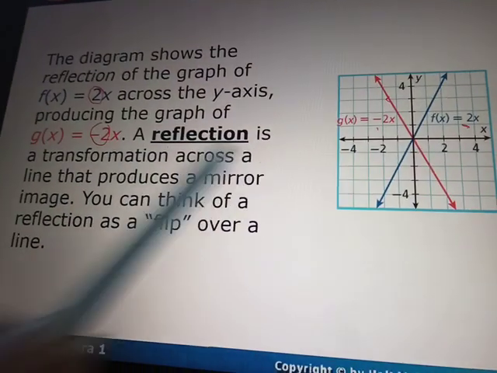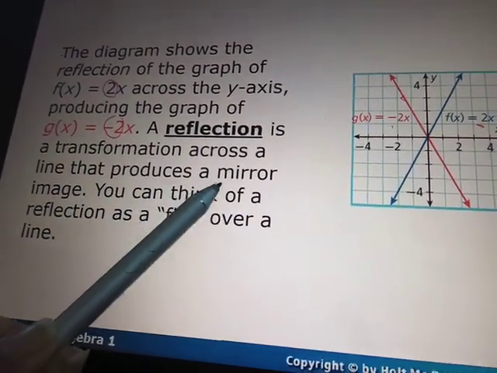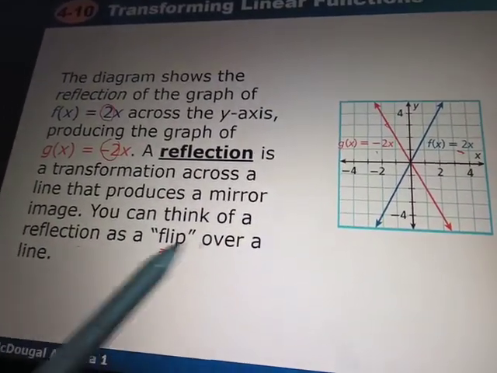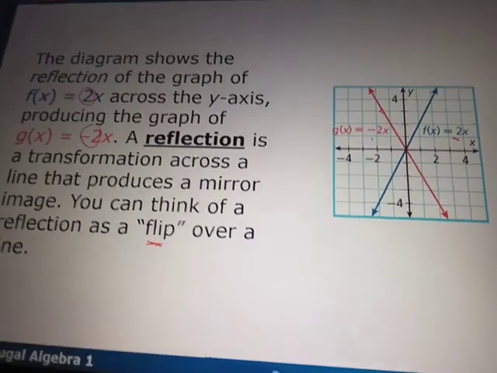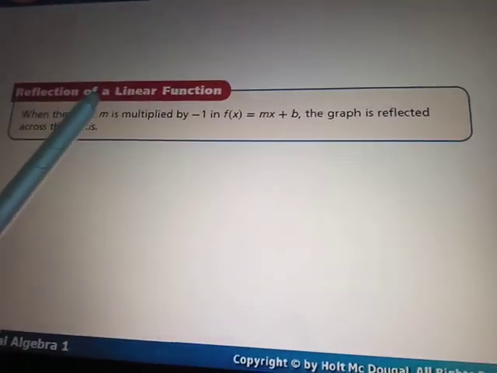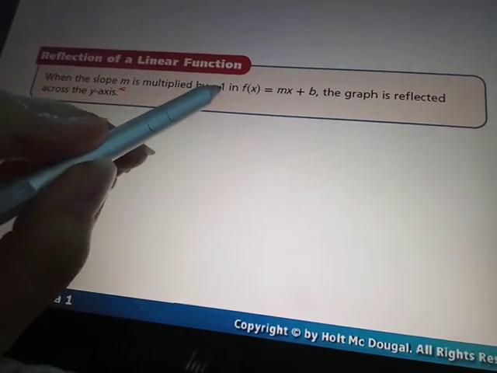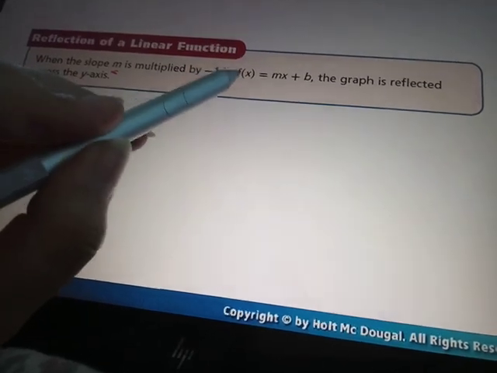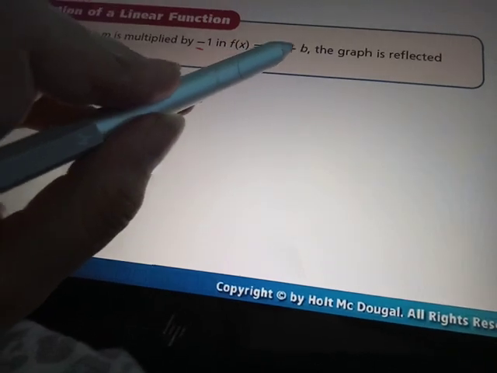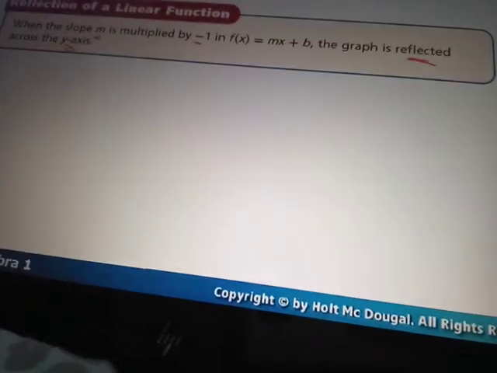A reflection is a transformation across a line that produces a mirror image. You can think of a reflection as a flip over a line. Okay? So, reflection of a linear function. When a slope m is multiplied by -1 in the function f(x) = mx + b, the graph is reflected across the y-axis. Okay?